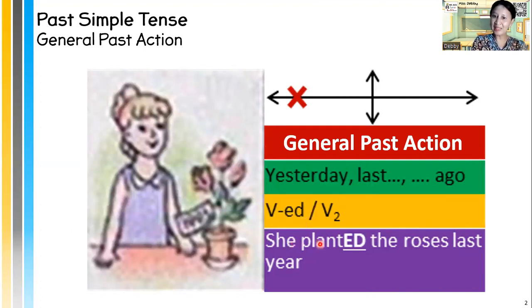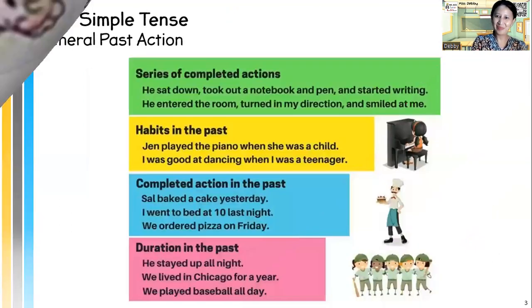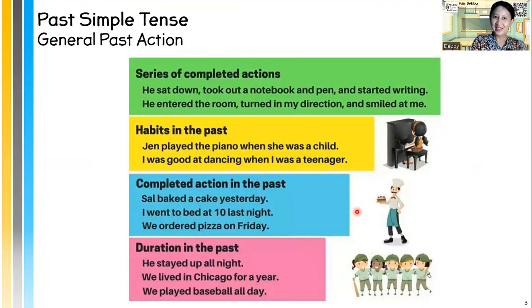For example, she planted the roses last year. We use the past simple tense for a series of completed actions. He sat down, took out the notebook and pen and started writing. This is a series of completed actions in the past, or habits that happened in the past. Jen played the piano when she was a child. Or a completed action in the past: Sal baked a cake yesterday.